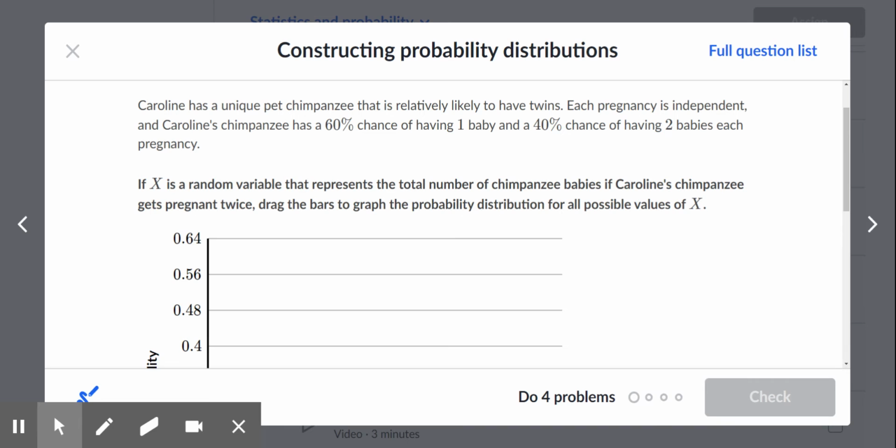Now, they say that each pregnancy is independent, which means you can actually multiply the probability. 0.6 times 0.6 is 0.36. Okay? So, how about when she has four babies, right? So, first pregnancy, second pregnancy, four babies, which means in the first pregnancy she will have to have two babies. The second pregnancy, also two babies. And it says here there is a 40% chance for Caroline's.